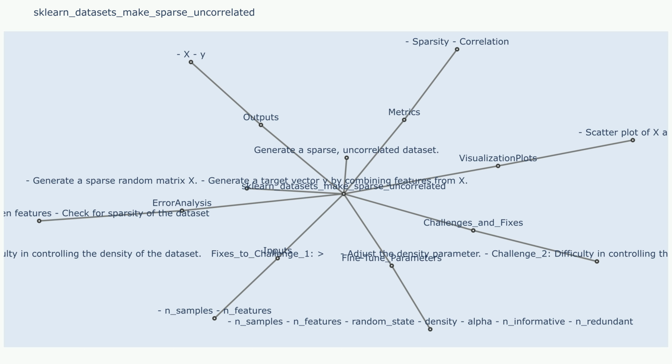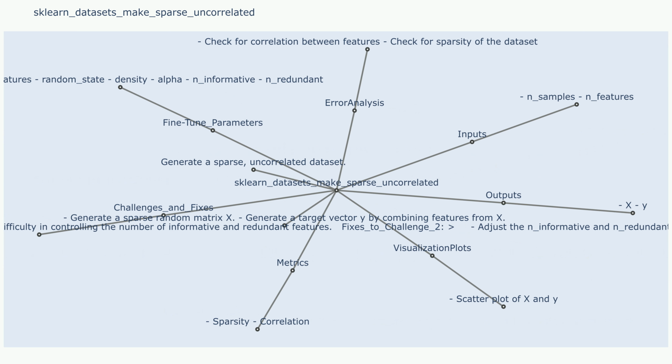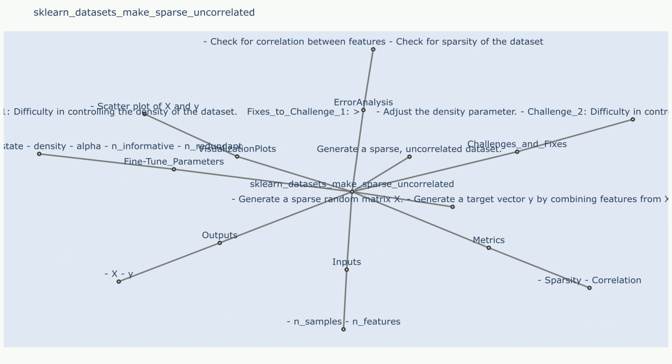sklearn.datasets.make_sparse_uncorrelated. Description: this function generates a random sparse dataset with uncorrelated features. It is useful for creating synthetic data to test the performance of machine learning models that are designed to handle sparse data. Inputs: n_samples, the number of samples to generate. n_features, the number of features to generate. random_state, the seed for the random number generator. This ensures that the generated data will be consistent across multiple calls to the function.